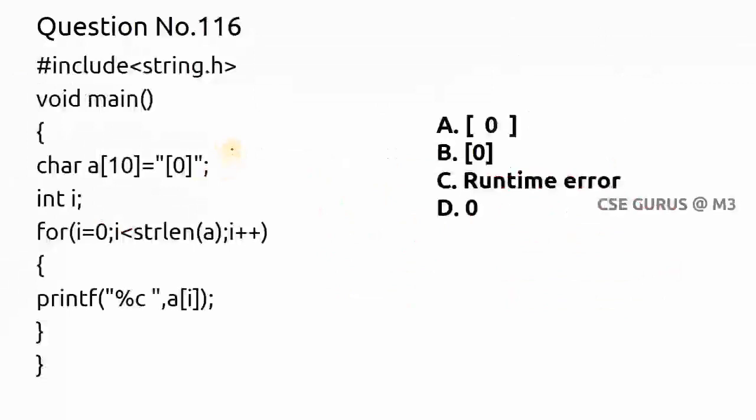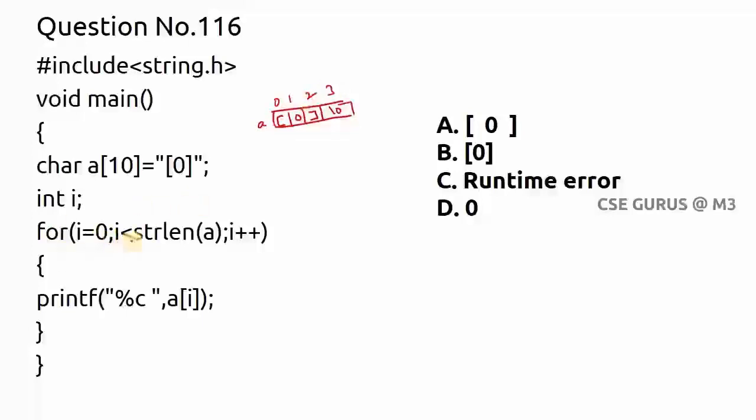Coming to question number 116. Here a string is taken, that is a of 10 equals to, in double quotes. So remember this point, what will be stored in the array, that is the string. Here open brace is a symbol. You cannot take it separately, like only 0 will be stored in a string. It's not like that. Open brace is also a symbol. Open brace, then 0, then close brace. Like this it will be stored. The last character will be null if you take it as a string.